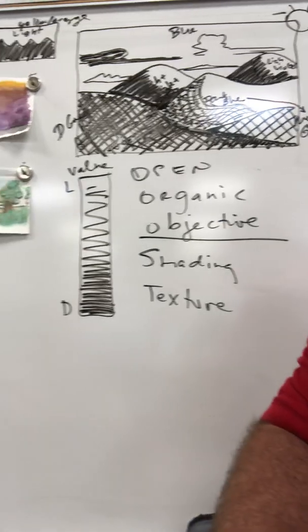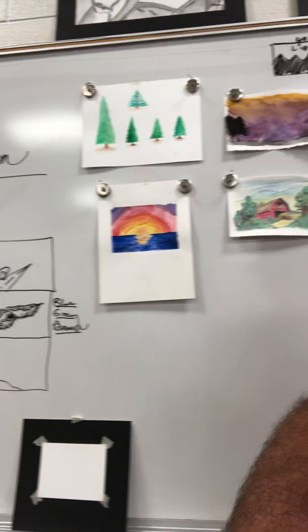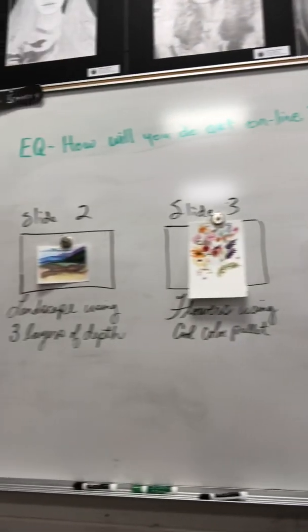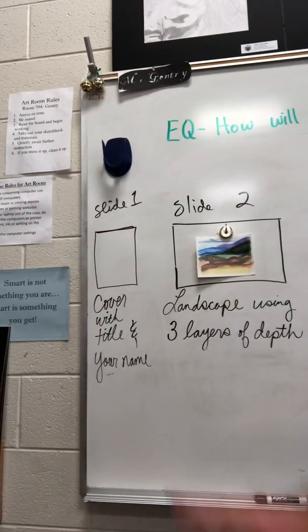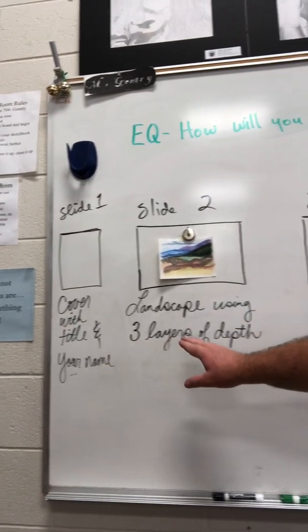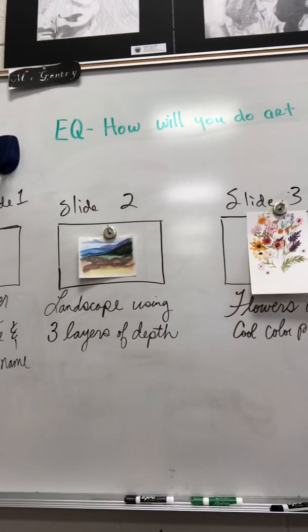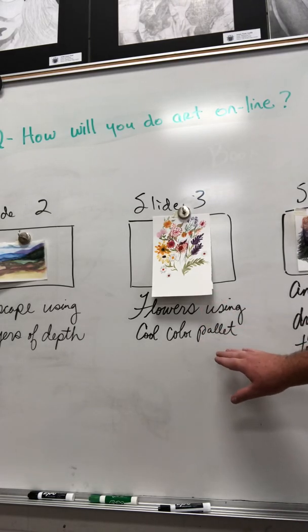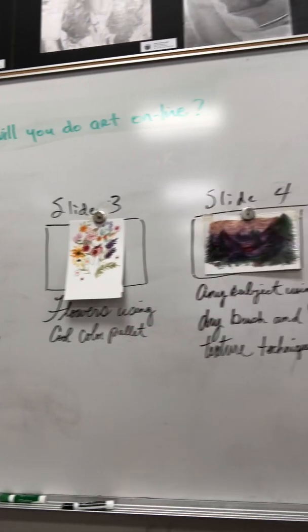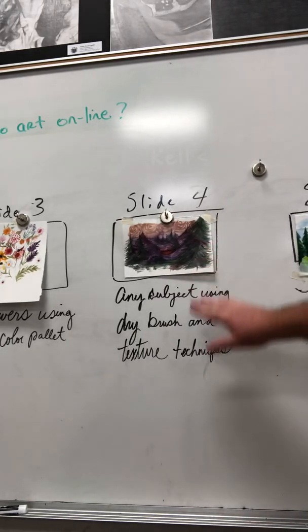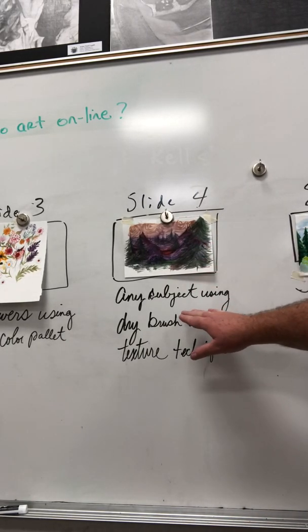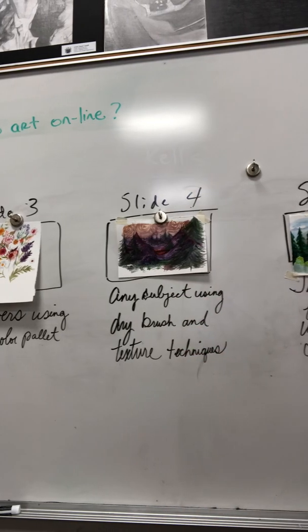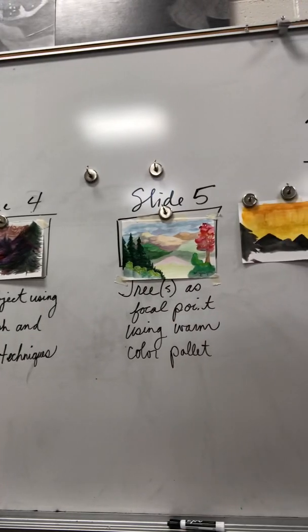So, to review, what we are looking for in this week's slideshow would be these items. You're looking at this cover. You're looking at slide 1 being a landscape, like they said, with 3 layers. You are also looking at a third slide with flowers in that cool color palette like she described. The fourth slide is any subject or any object, anything you want, but you've got to use dry brush and some texture techniques with it. Those need to be obvious in your work.